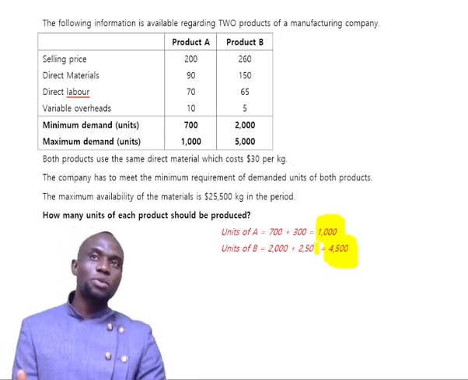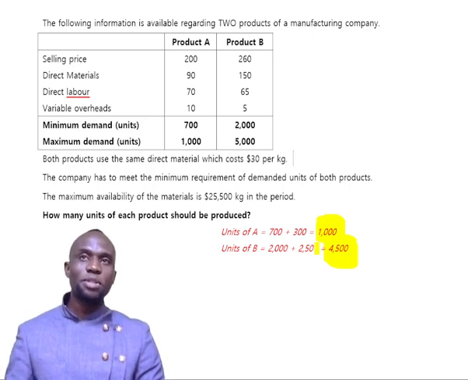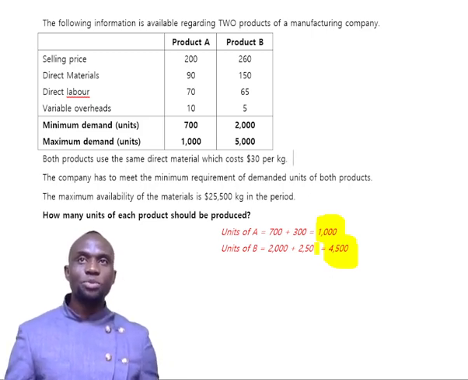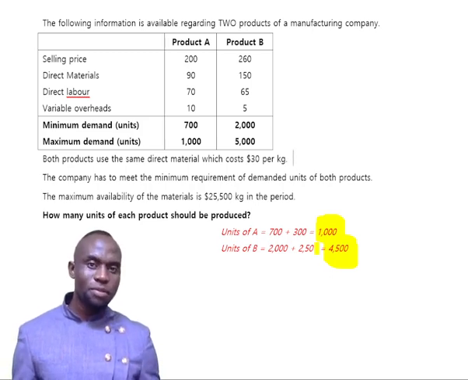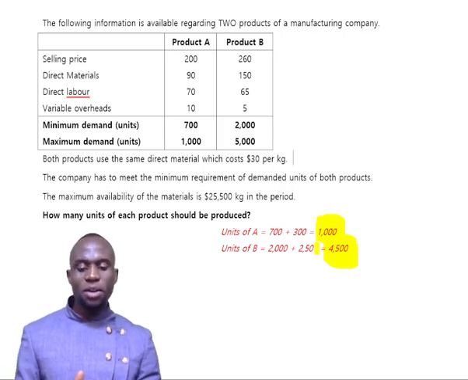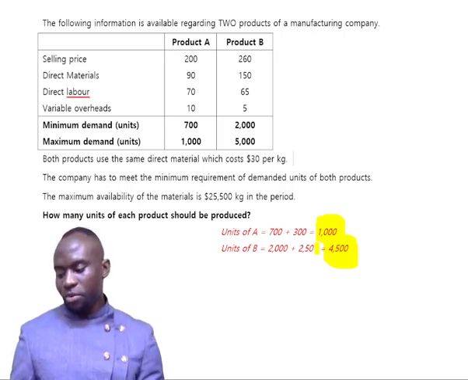So you first produce the minimum demand, and after that, you can produce the remaining units. So you have to first serve the contract. Then after that, you produce according to how many hours are left. So you have this question to try out.